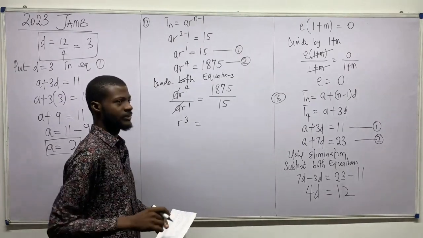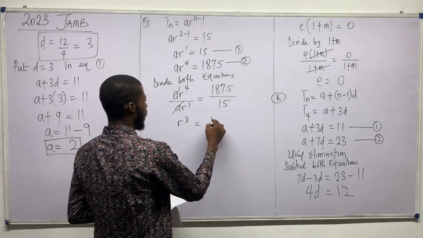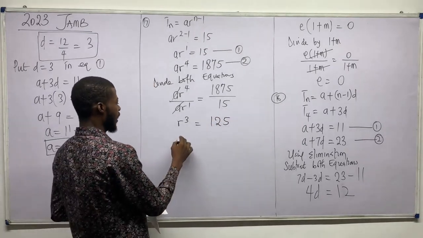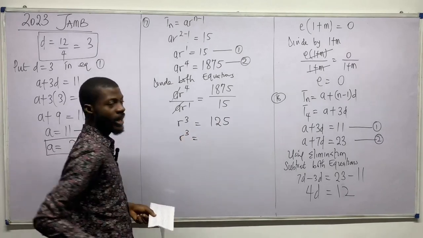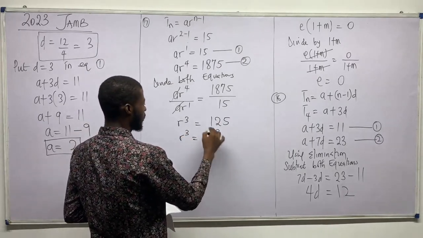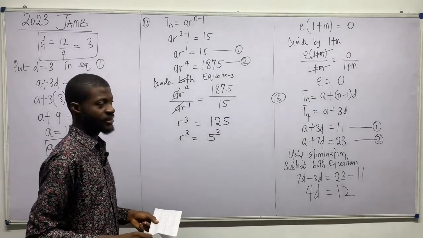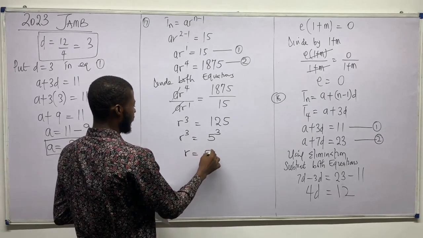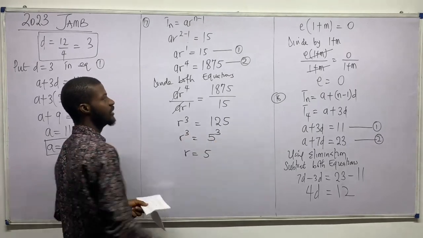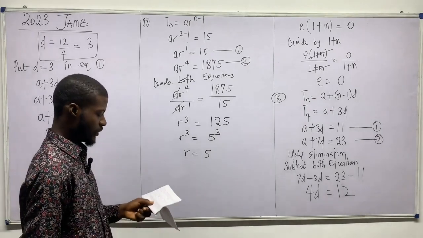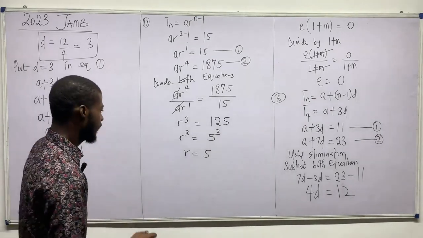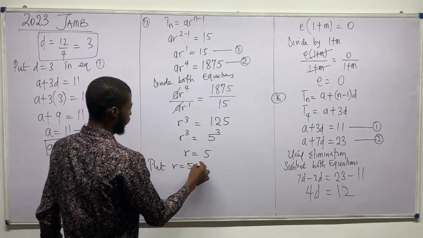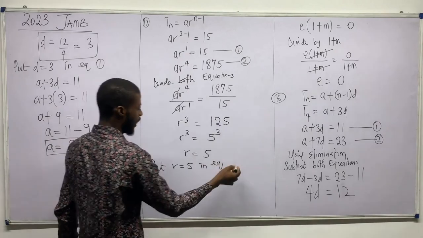1,875 divided by 15 should be 125. So this is r cubed equal to 125. 125 is 5 to the power of what? 3. That's 125 in indices. So it means your r is equal to what? 5, because the powers are now the same. So that is your r. r is equal to 5. To get my first term, I'll put r equal to 5 in equation 1.